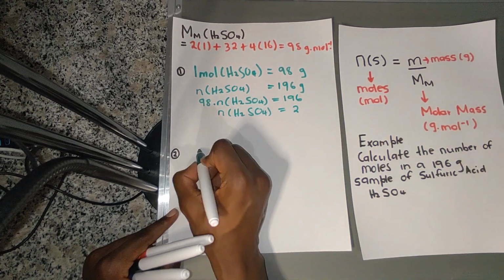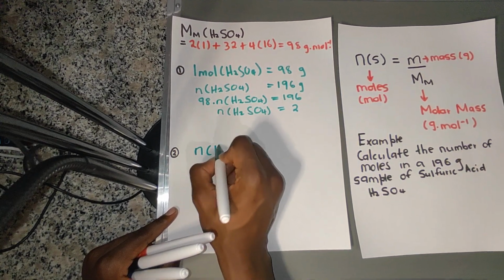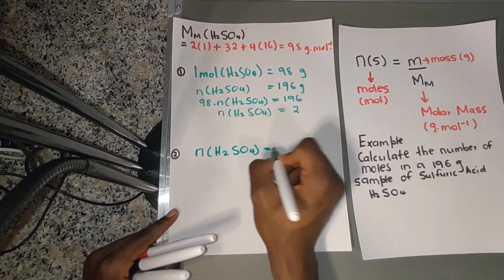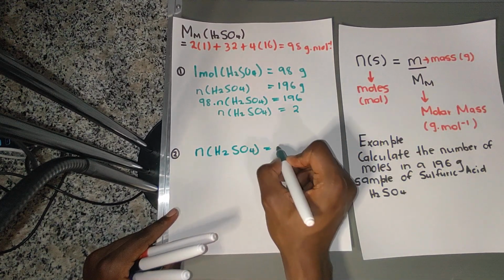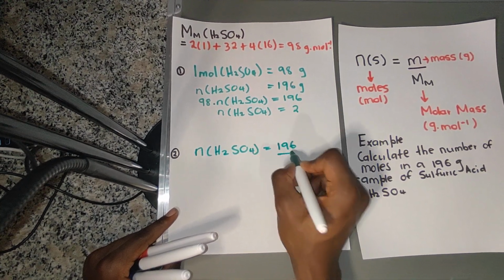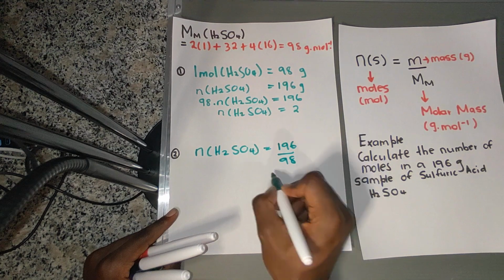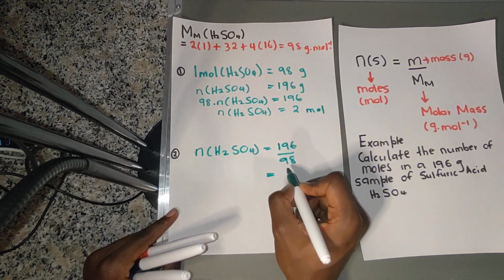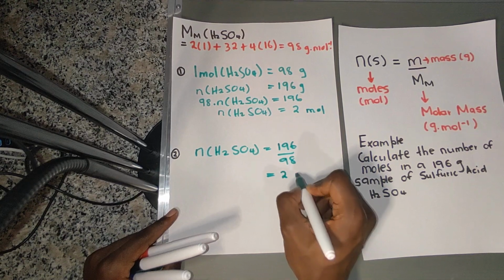So what do we do here? The number of moles of sulfuric acid is equal to, I'm not going to write the formula, but the mass is 196, and then we divide by 98. We can see that we're getting the same answer here as above. So what do we get here? We get 2 moles.